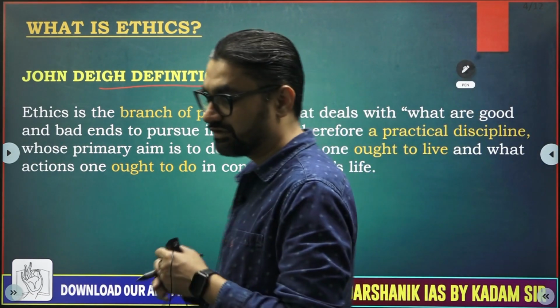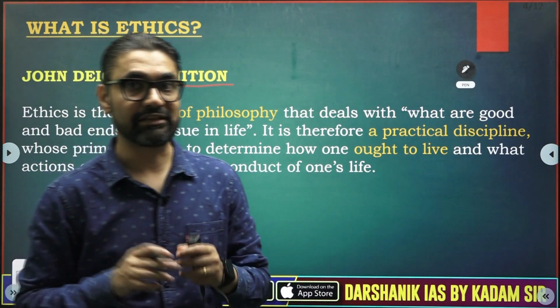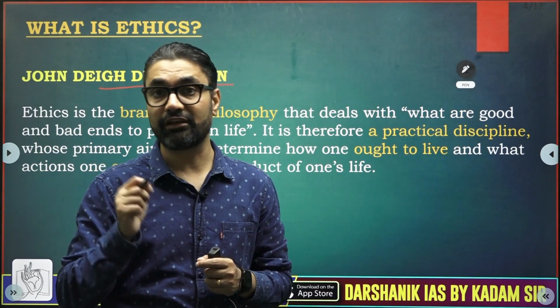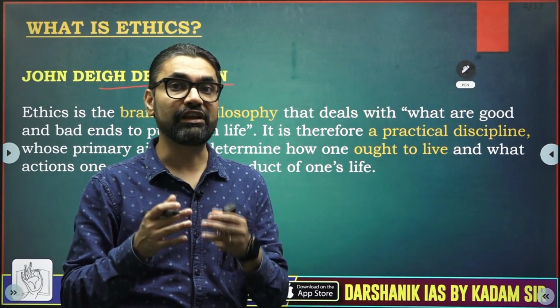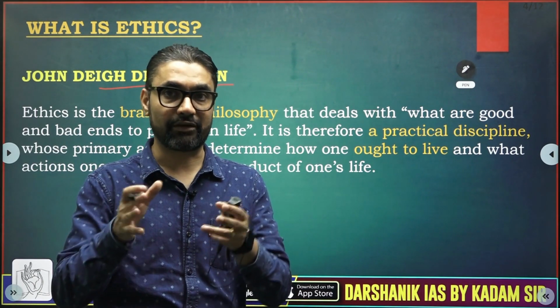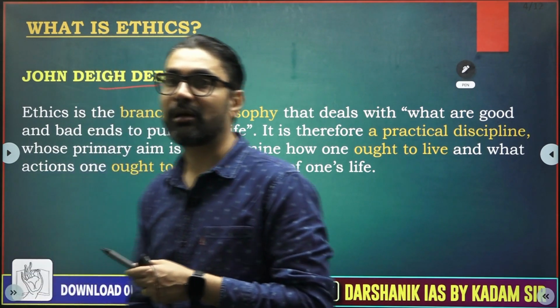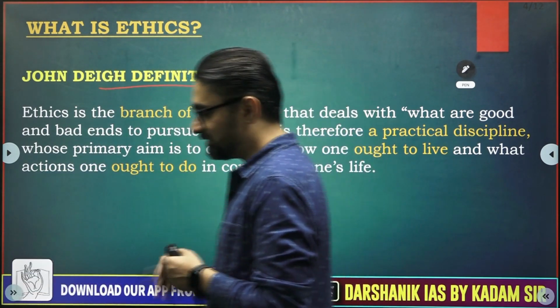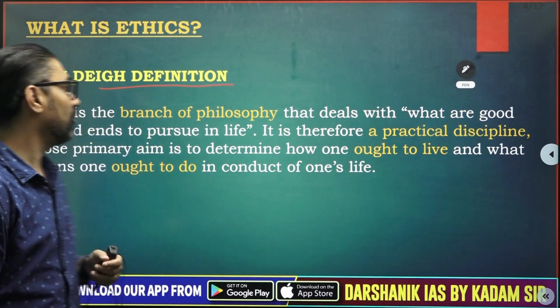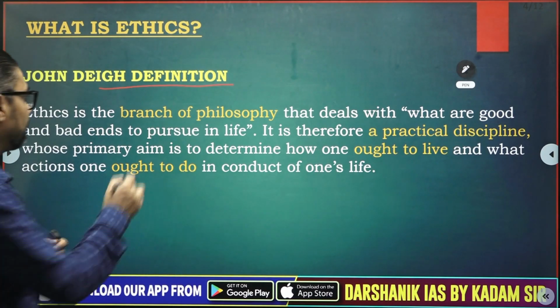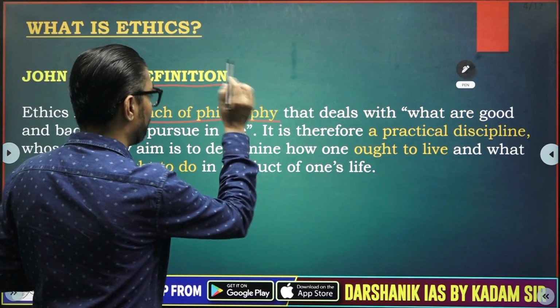Now guys, this definition you will have to mug up as it is, because each and every word of this definition is very important. It communicates one significant aspect of the ethics paper. So what is important about this definition guys? The first words: ethics is the branch of philosophy that deals with what are good and bad ends to pursue in life. So understand guys, ethics is the branch of philosophy.